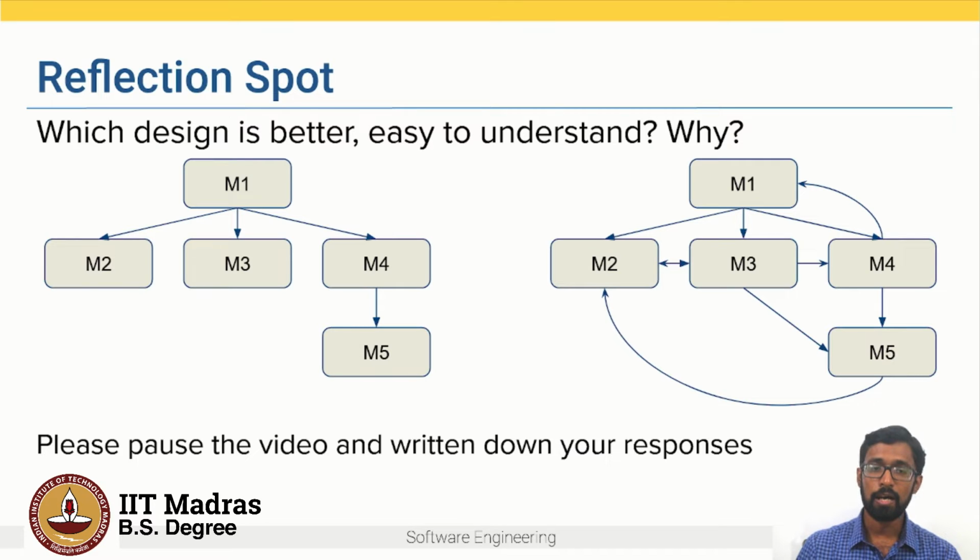Here are two pictures, and the boxes M1, M2, M3, M4, M5 are components or modules which have different functions which implement some functionalities. And now the arrows denote when one module calls some function in another module.